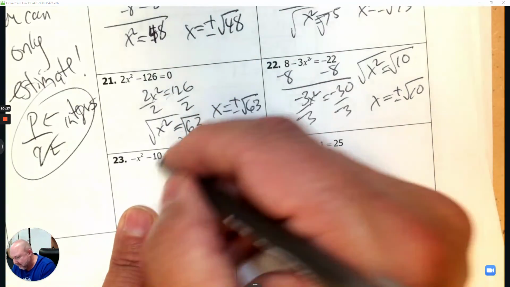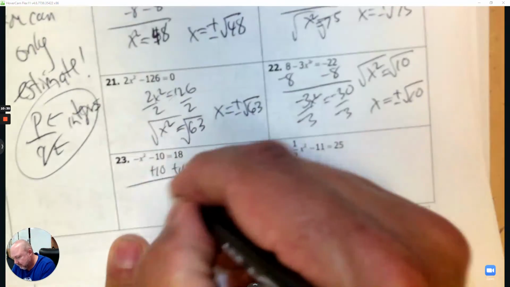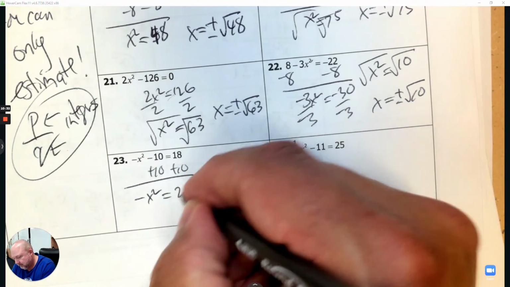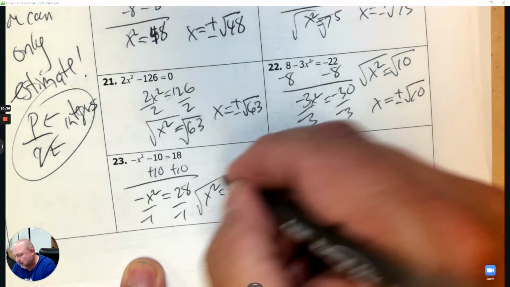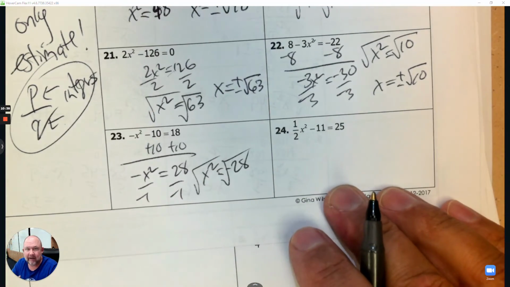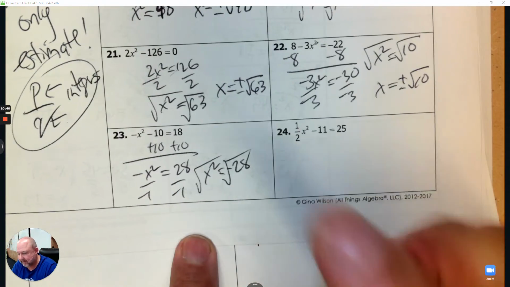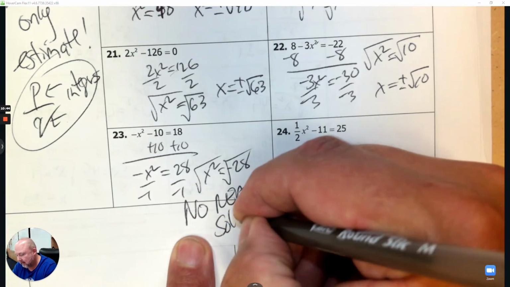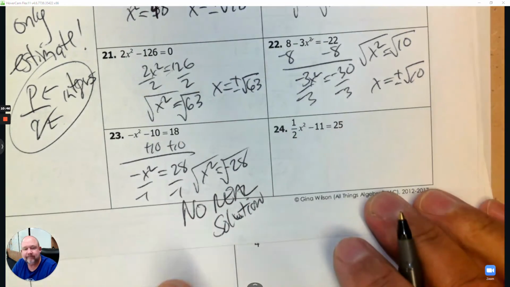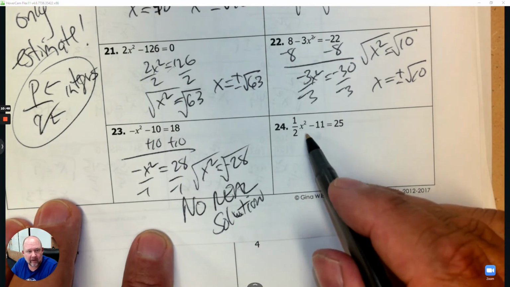Here, we're going to add 10. When I divide by negative 1, though, I get x squared is equal to negative 28. So when you have the square root of a negative number, you write down no real solution or no real answer, and it's done. All right, let's finish this.